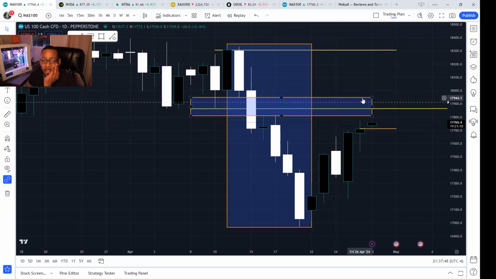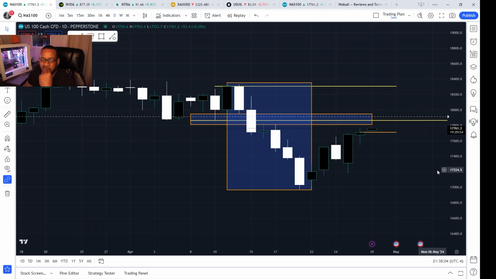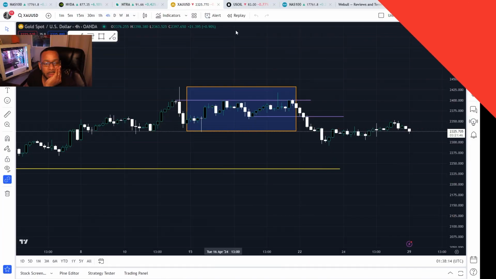I'm looking for resistance here, or I'm looking for it to break resistance all the way up here at 183.06. But I'm looking for a breaker structure here for my confirmation that NAS is still moving bearish after this month's bearish month. So, okay, let's go over to gold.